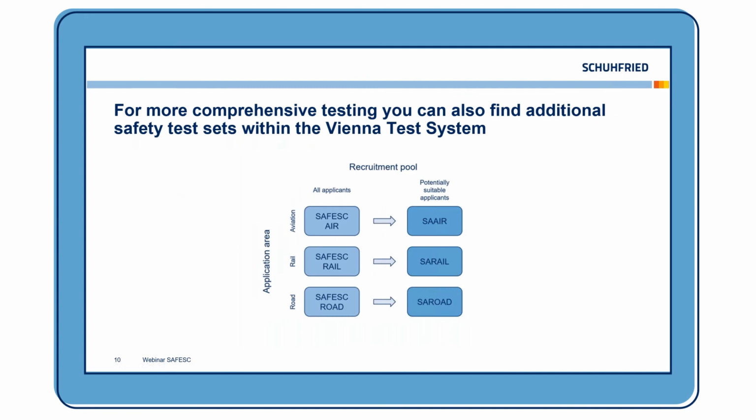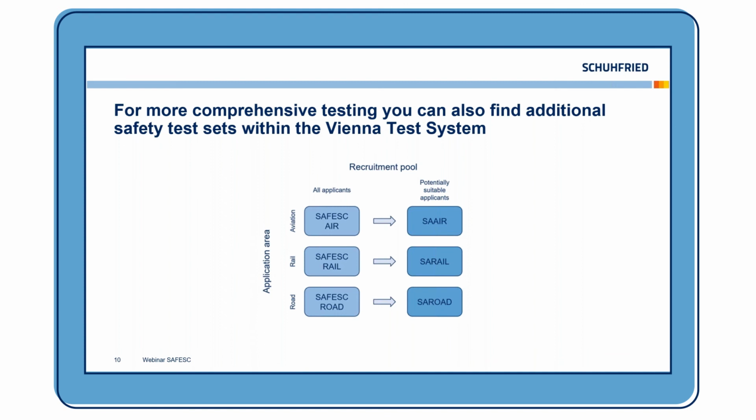And as I've already mentioned before, the abilities in the screening are not sufficient for flying, for example, a plane or being a train driver. And that's why we also offer more comprehensive testing, which you can find in the Vienna Test System. For example, for the safety screening air, we also have a follow-up test set, the safety assessment air, or in short, SAR, which helps us to make a final decision.